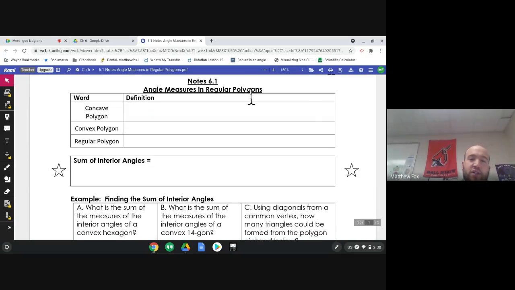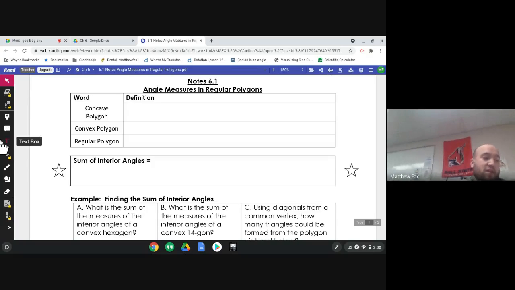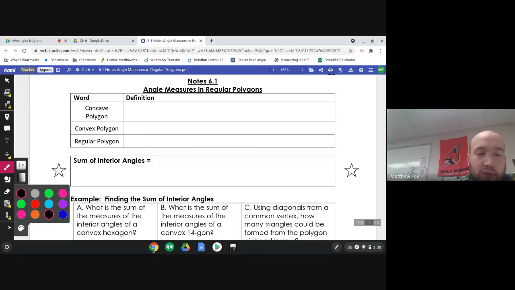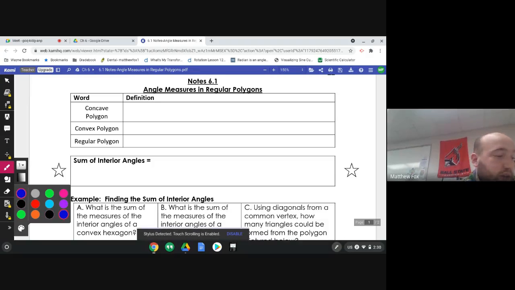Today we are going to start our next chapter, chapter 6, and it's talking about polygons. So a polygon is some sort of closed figure that has straight sides. And we have a couple different types of polygons. Now, the first here, concave polygon. This is when we have a polygon and at least one interior angle is bigger than 180.